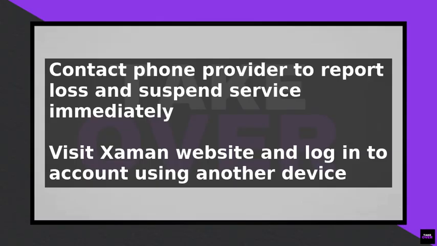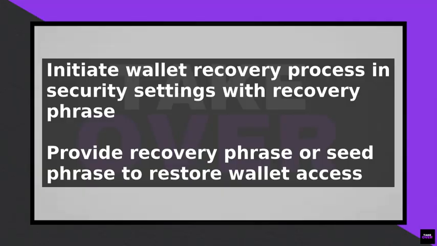If you have enabled two-factor authentication, you may need to use a backup method to access your account. Once logged in, go to the security settings and initiate the wallet recovery process. You will need to provide your recovery phrase or seed phrase, which is a list of words used to restore your wallet. If you do not have your recovery phrase, you may need to contact Xaman support for further assistance. They can guide you through the recovery process and help you regain access to your wallet.